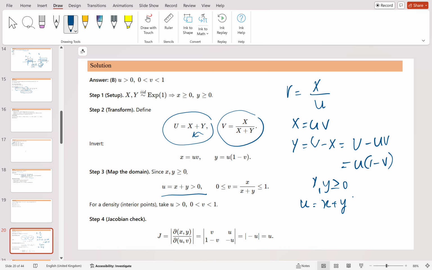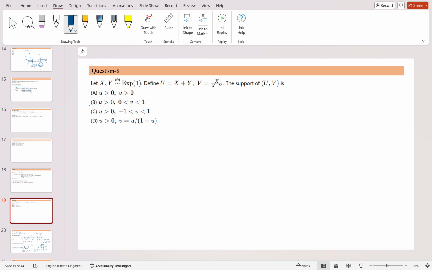Okay, so simply u is also greater than 0, and v, which is greater than or equal to 0, is equal to x divided by x plus y, simply less than or equal to 1. So for the density, taking u greater than 0 and v in between 0 and 1, when you check with the Jacobian, it will come out to be u. So the correct option is u greater than 0 and v in between 0 and 1. Okay, the correct option is option B.